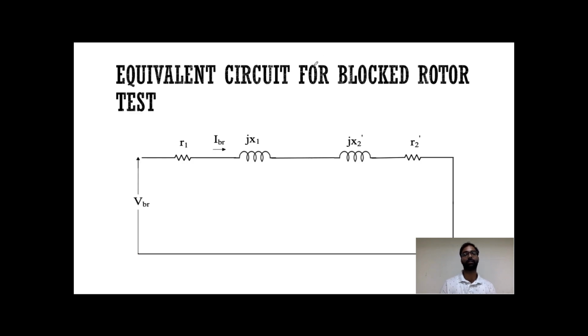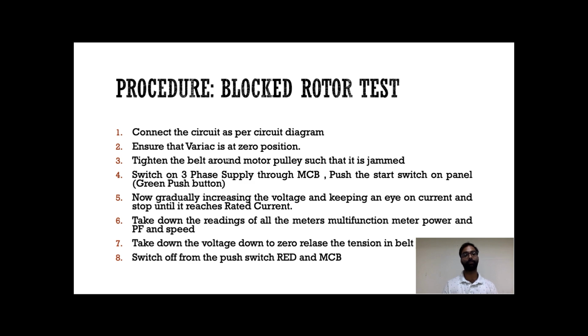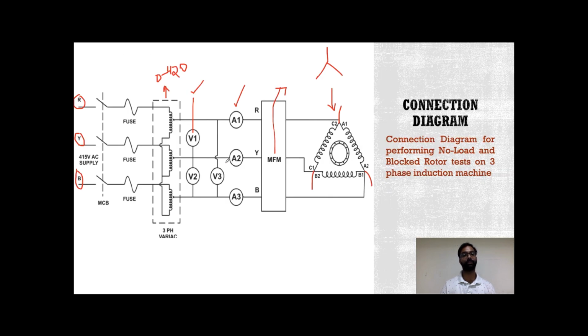We will take the readings in a similar fashion, and we will be able to find out the blocked rotor condition impedance, resistance, and reactance, all using the same formulas. So how are we going to take the readings for the blocked rotor test? We will discuss the procedure here. Here we will not apply the voltage from 0 to 450 volts. Rather, we will apply the voltage from 0 up to some voltage until the rated current is obtained.